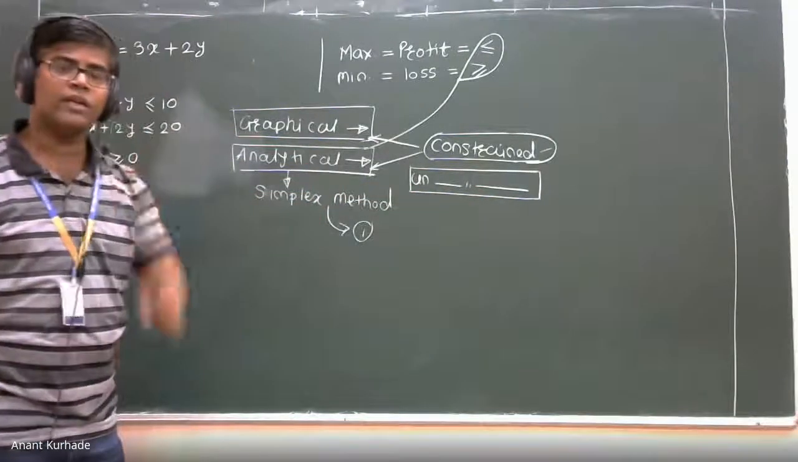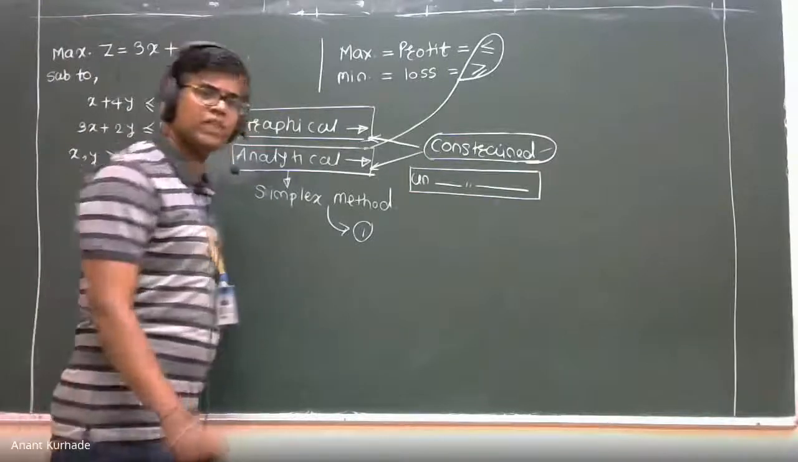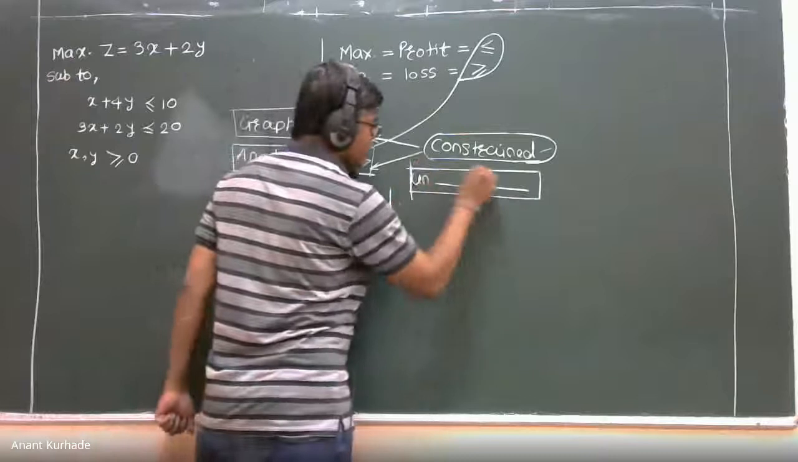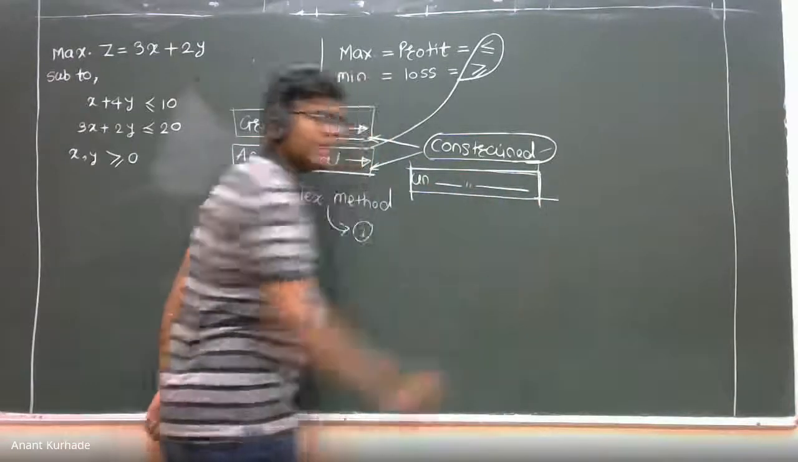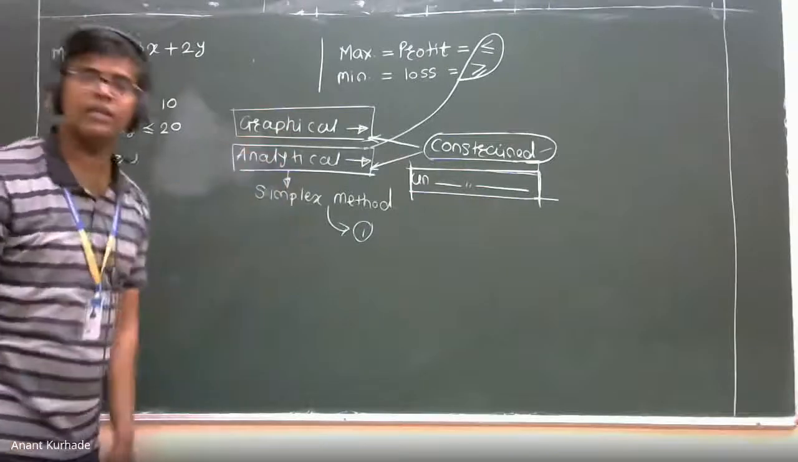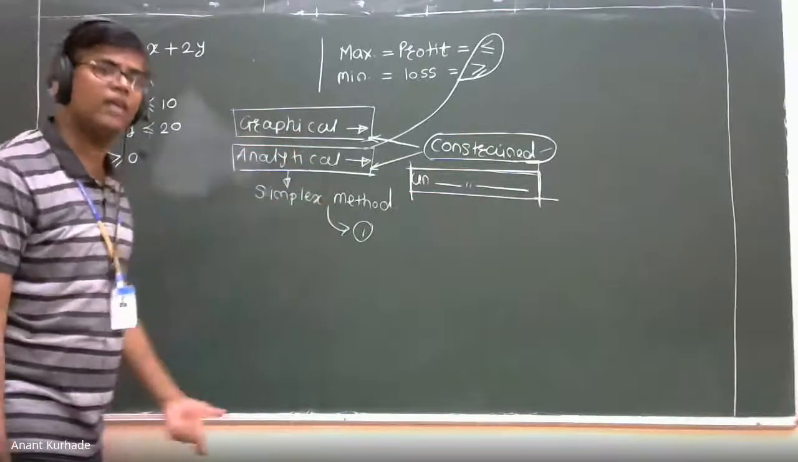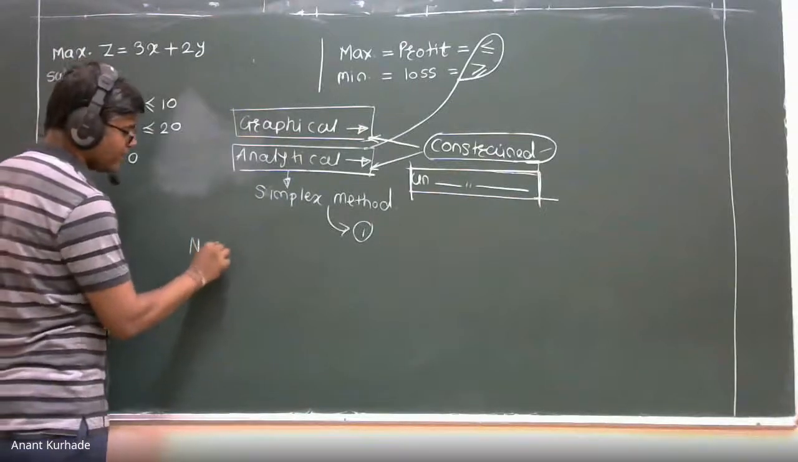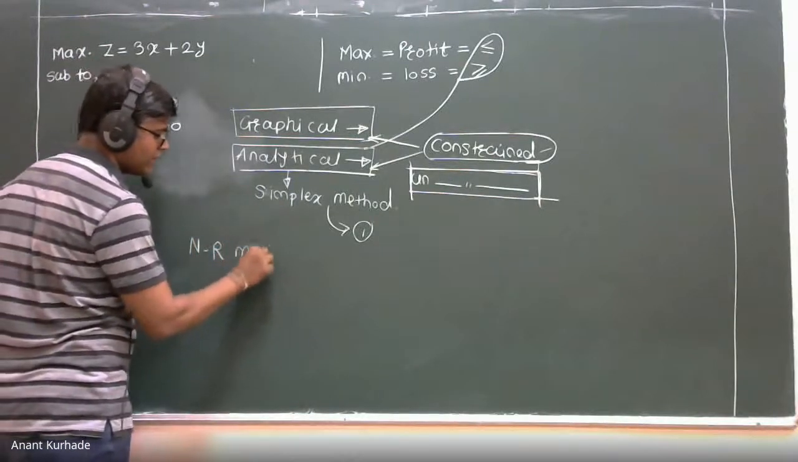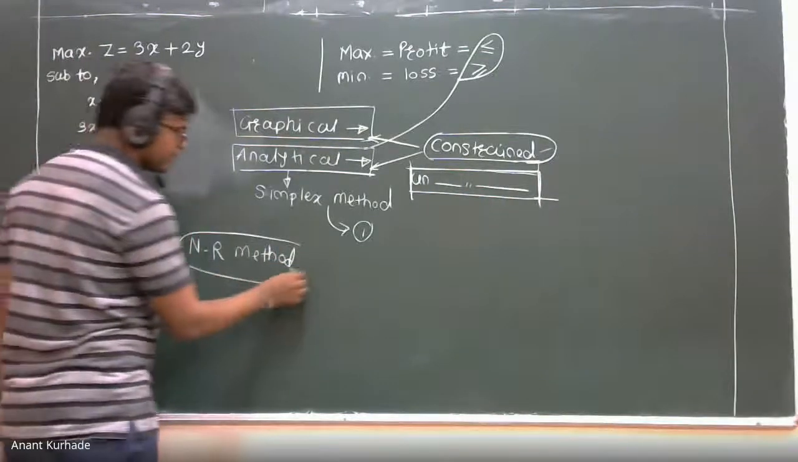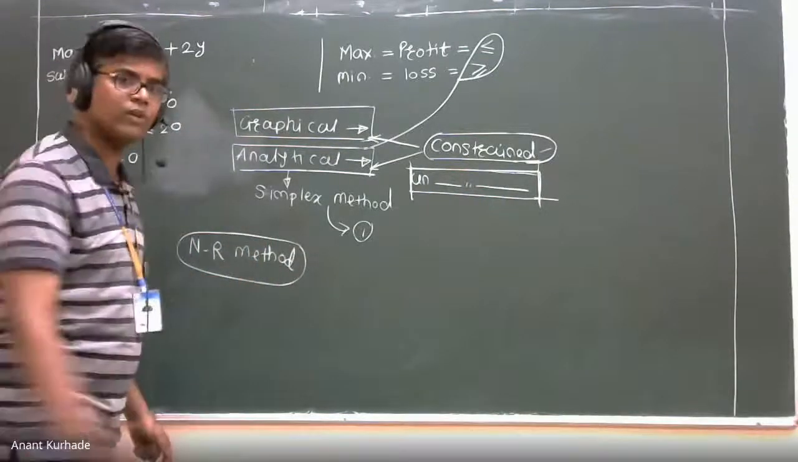Now most important, in the GATE examination we can have this question: the unconstrained optimization problem can be solved using which method? One is graphical, one is simplex, and the third one is the NR method. So the answer is the NR method. This is very important.